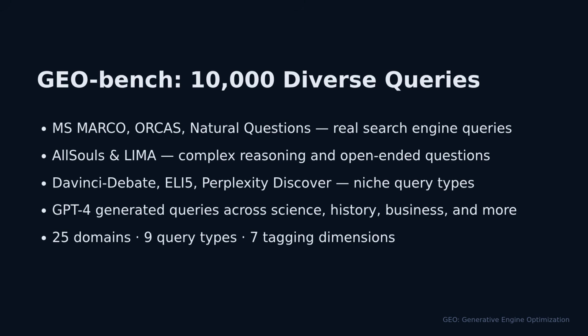To evaluate GEO methods systematically, the authors created a benchmark called GEO Bench, 10,000 queries drawn from 9 diverse sources. These include real anonymized search queries from Bing and Google, challenging essay questions from Oxford's All Souls College, debate prompts, Reddit's ELI5 questions, trending Perplexity queries, and queries generated by GPT-4. Each query is paired with the clean text of its top 5 Google search results.